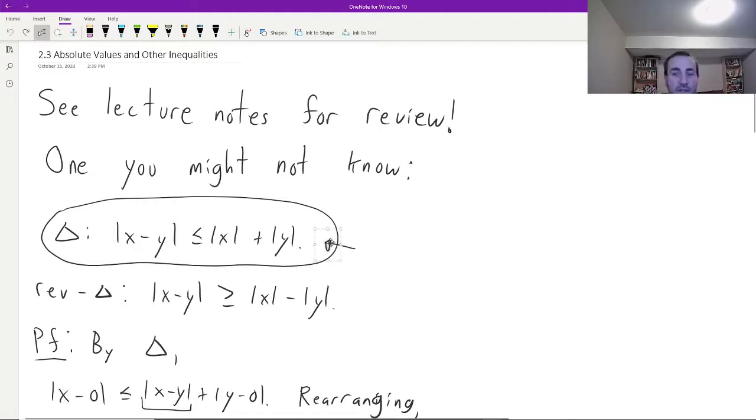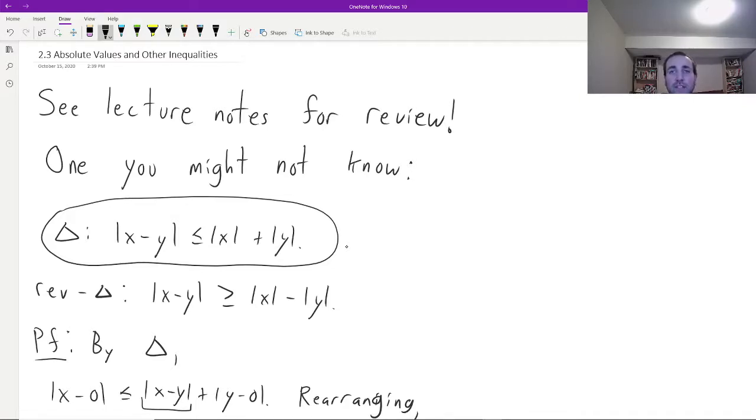And the first of them is called the triangle inequality. So it's this one here, with the triangle next to it. It says for all real numbers x and y, the absolute value of x plus y is less than or equal to the absolute value of x plus the absolute value of y. Okay. So if you haven't seen that before, I suggest taking a look at the lecture notes.